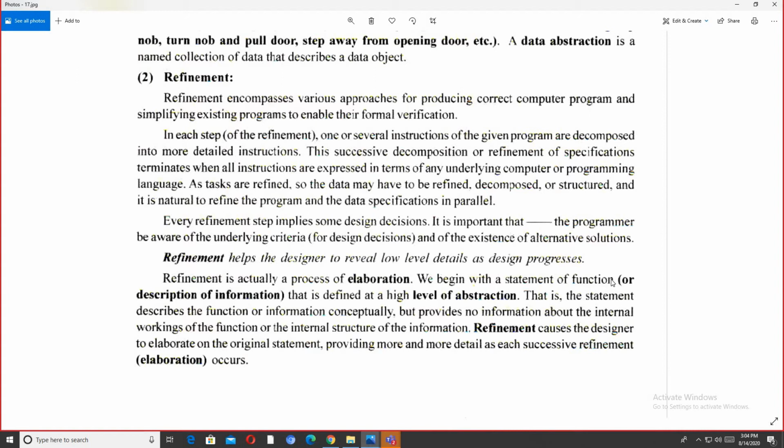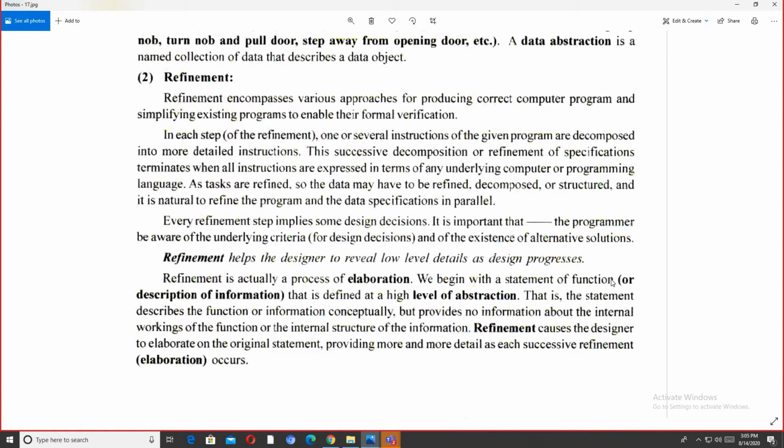But refinement is what helps the designer to reveal low level details as design progresses. However, we cannot say that the blood has been refined, but we say that the blood is being magnified. A magnification, and whenever there is magnification, low level details are revealed. So refinement is actually a process of elaboration. When we are elaborating anything that we are doing, elaborating our own software process, when we are elaborating the type of design which we are creating, this elaboration happens only in the process of refinement.